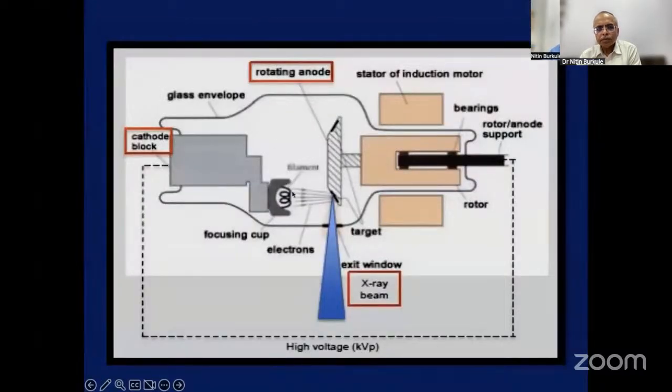So if we look into the X-ray tube, this is how it is. We have this cathode, and this cathode emits electrons. These electrons strike the anode, which is generally made of tungsten, and this anode is continuously rotating. When this electron beam strikes the anode, it creates X-rays, and these X-rays are then passed through the patient's body to create an image.